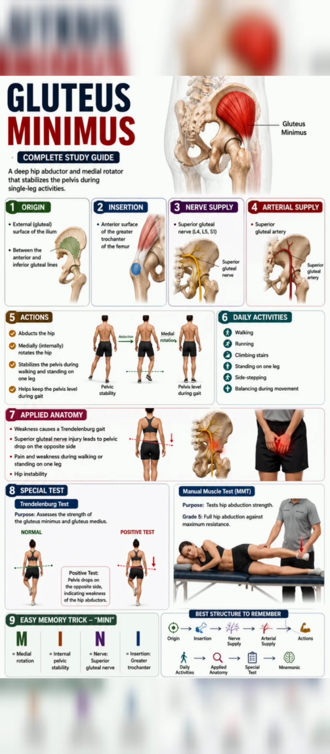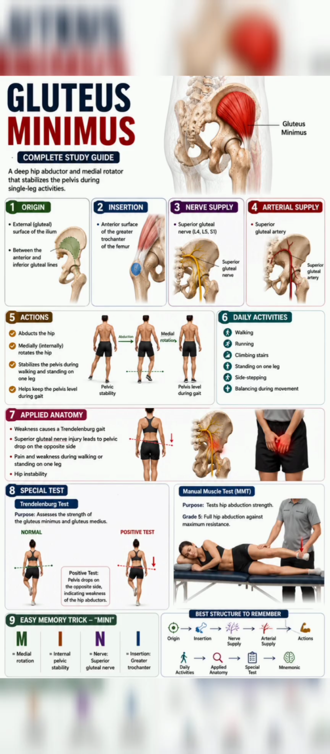Okay, so now let's revise whatever we studied. This muscle is a deep hip abductor and medial rotator that stabilizes the pelvis during single leg activities, and it comes under the superficial gluteal muscles. So origin point, it originates from the gluteal surface of the ilium and inserts to the greater trochanter of the femur. Nerve supply is by the superior gluteal nerve, blood supply by the superior gluteal artery. Then action is, it abducts the hip and medially or internally rotates the hip. Then stabilization of the pelvis during single leg standing.